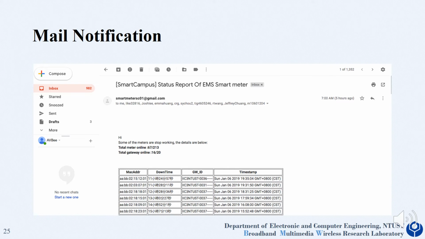We're moving into the results. For the mail notification, we already have an HTML-based mail notification that we programmed inside ThingWorx. The result is that we have a notification for each day, and this notification is sent to the authorized person at 7 a.m. in the morning each day.